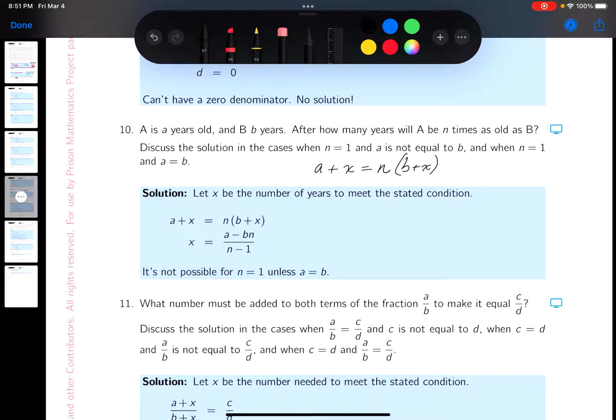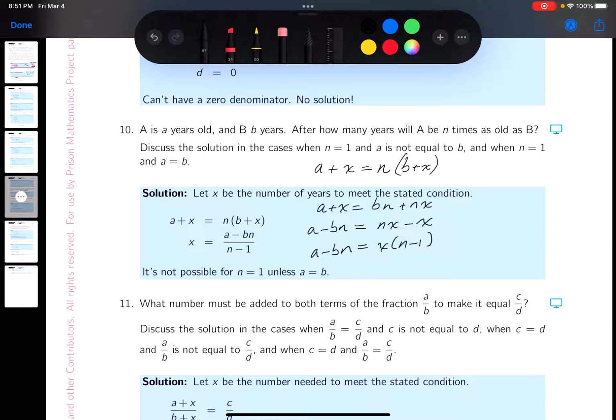Now, of course, the next step is to get the how many years, because that's what they want to know. So I have an equation to solve. So you get a plus x equals bn plus nx. Well, I'm going to say nx minus x equals a minus bn. Let's keep moving. I'm going to factor out an x. You get x times n minus 1 equals a minus bn.